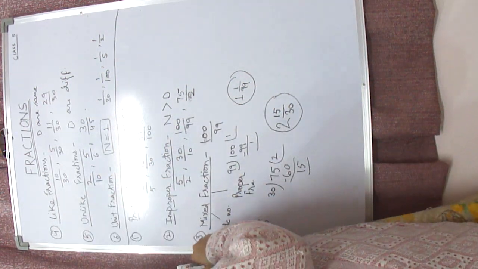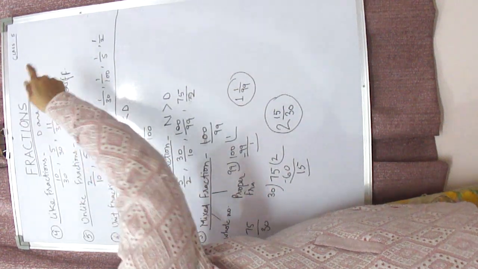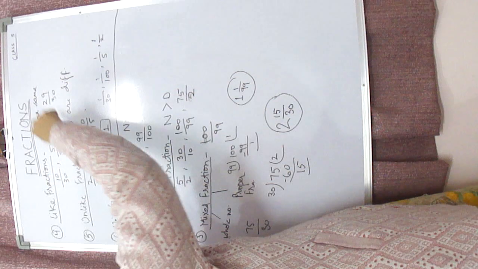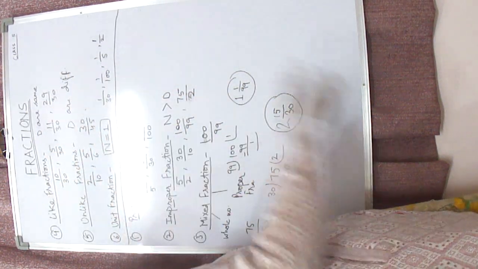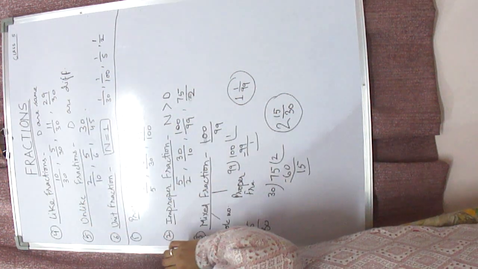Fourth is like fractions. Like fractions means the fractions whose denominators are same. Like 30, I have taken as the same denominator in all these cases. So 10 upon 30, 5 upon 30, 11 upon 30, 29 upon 30. These all are my like fractions.